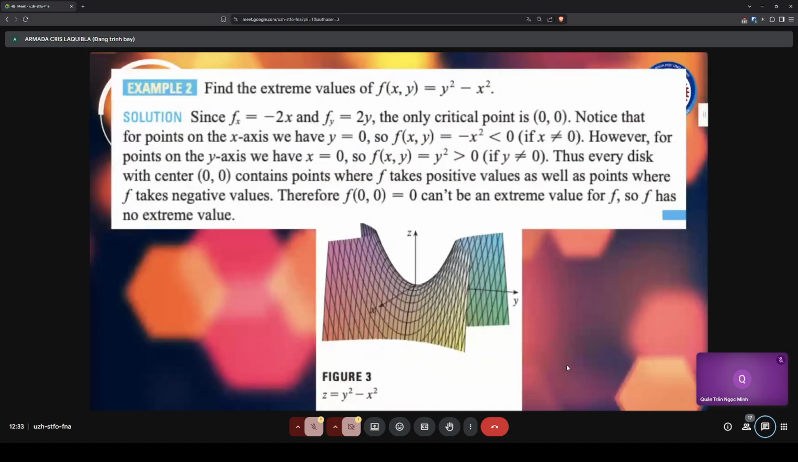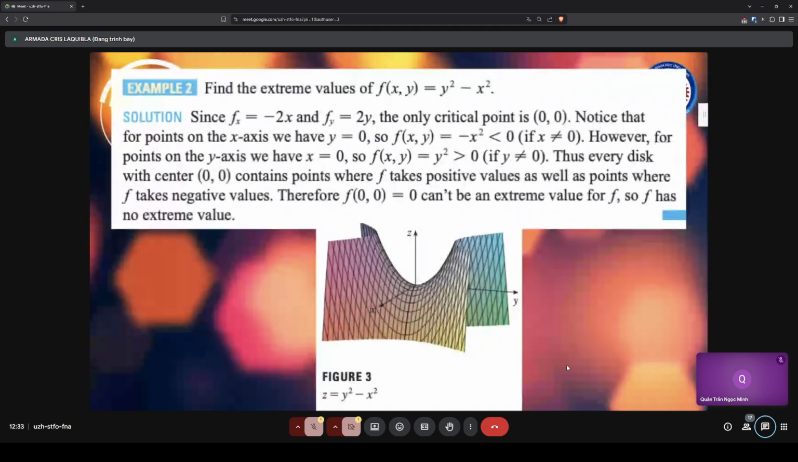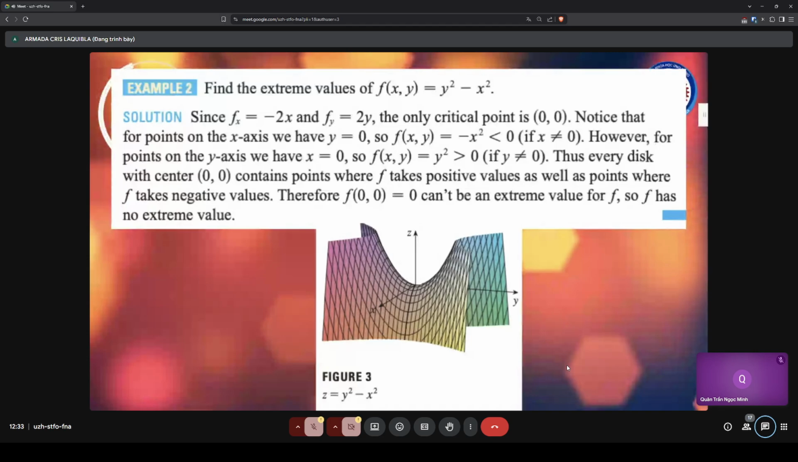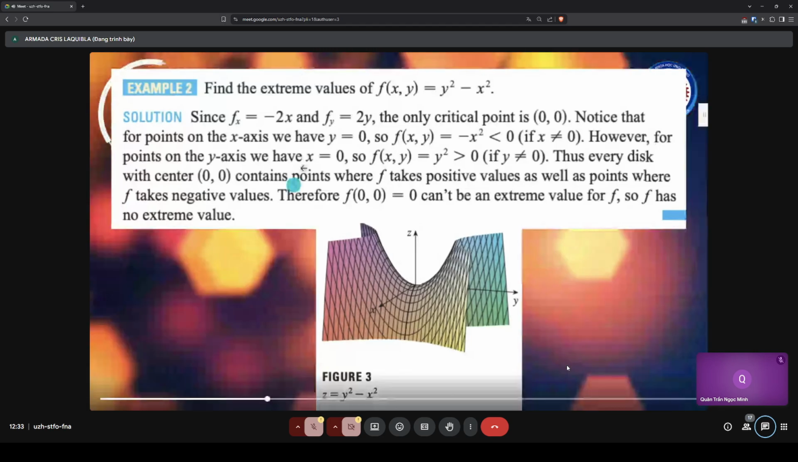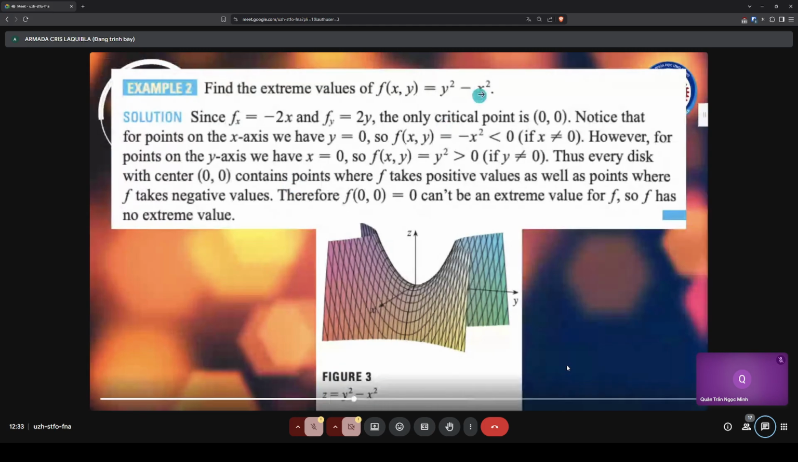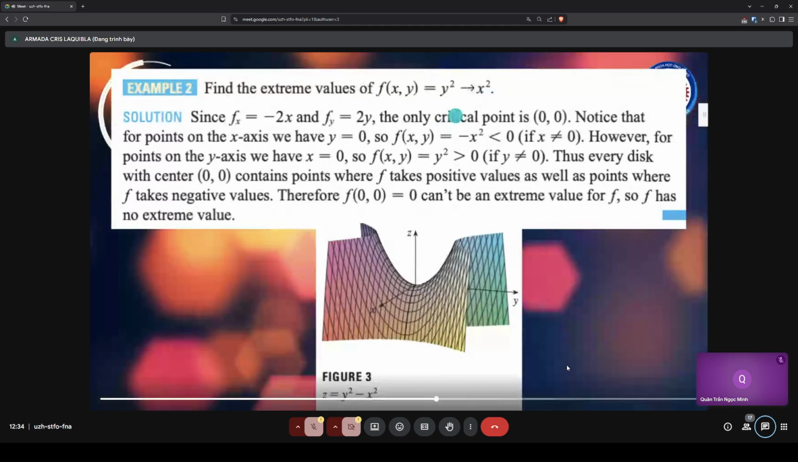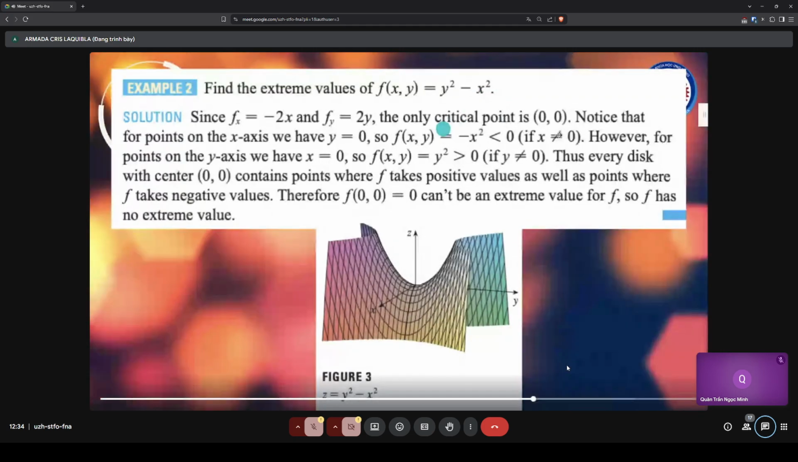Next, extreme values of f of (x, y) equals y squared minus x squared. Now we take fx first. fx is equal to the partial derivative of f with respect to x. We have negative 2x. And for the y here, we have fy is equal to 2y. So the only critical point is (0, 0).